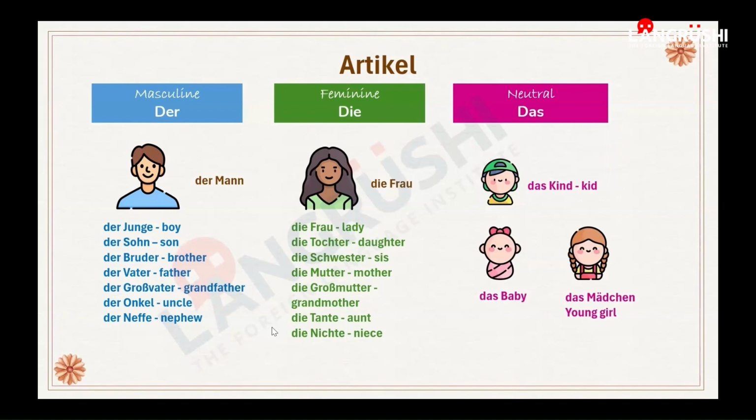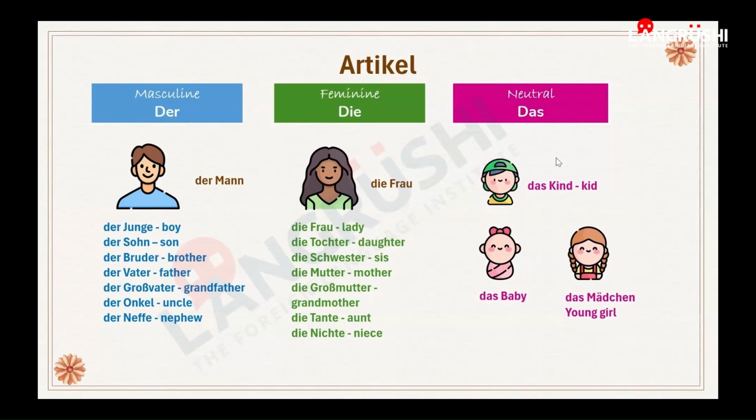Okay, so the words that you see here, der, die, das, these words just tell us about the gender of a word. Okay, what gender that particular word has. Now, masculine is denoted by the word der. Feminine is denoted by the word die. Okay, now there is one more additional gender, which is das. And even for some human related words, we also have the neutral gender, which is Kind, baby, and the word Mädchen, which means young girl.